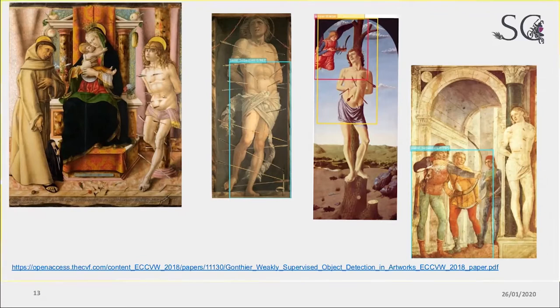And the other problem is that, as Artem told you yesterday, there are not many images of Saint Sebastian looking to the right, or Saint Sebastian looking to the left. So it's quite difficult for the system to be trained, because there is not enough data of the different poses of Saint Sebastian or any other person.